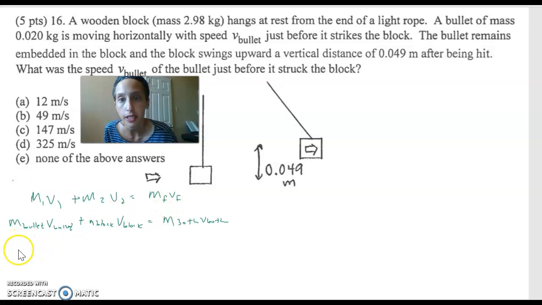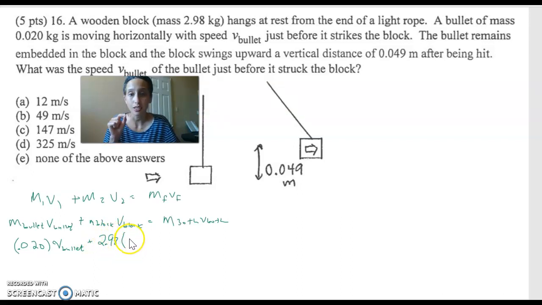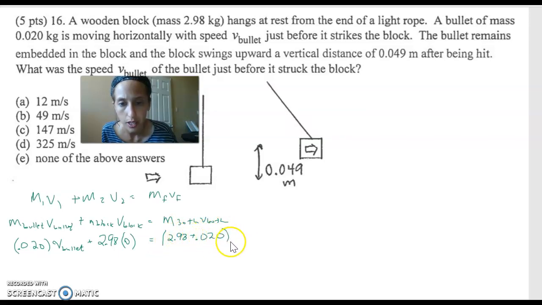Okay, so the mass of the bullet is 0.020. The velocity of the bullet, did they give that to us? No, we're looking for that. Okay, v bullet plus mass of the block, which is 2.98, times velocity of the block, which initially is 0. Before the bullet hits it, it's just hanging there. Okay, add the mass of both. You just add them up, so 2.98 plus 0.020 times the velocity of both, which they did not give us.